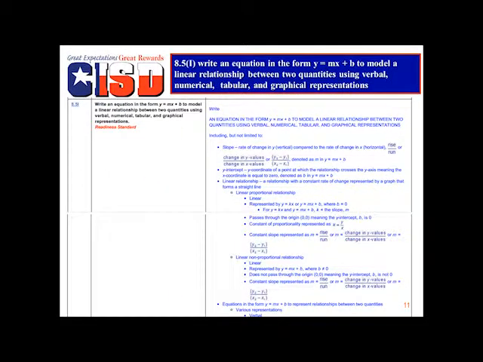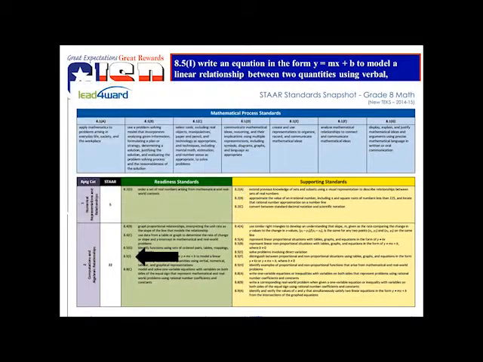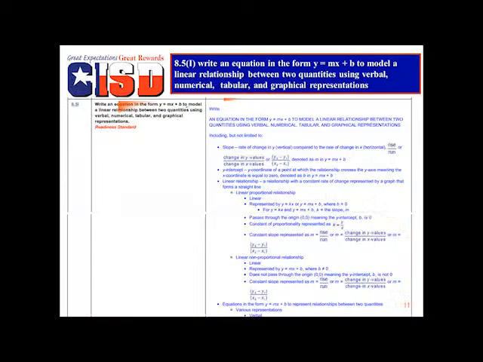Now let's focus specifically on the new TEK. As you can see, this is a readiness standard. This standard is part of Reporting Category 2, Computations and Algebraic Reasoning, which makes up 39% of the STAR assessed blueprint. When reviewing the standard, make sure to identify the cognitive level.